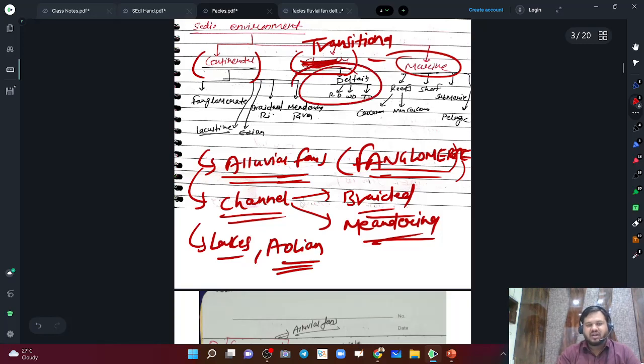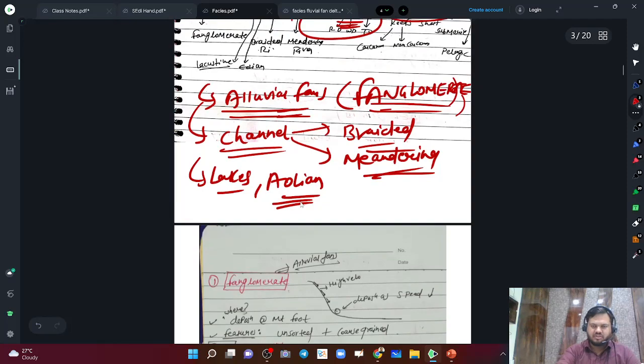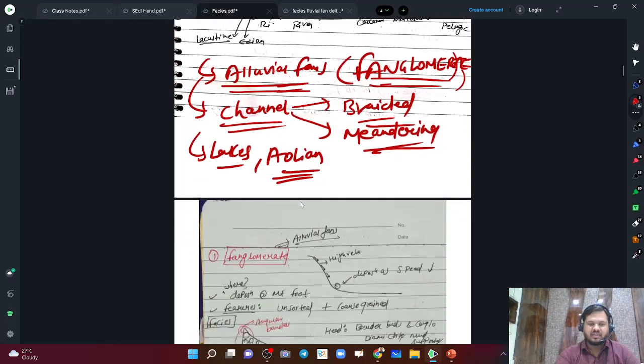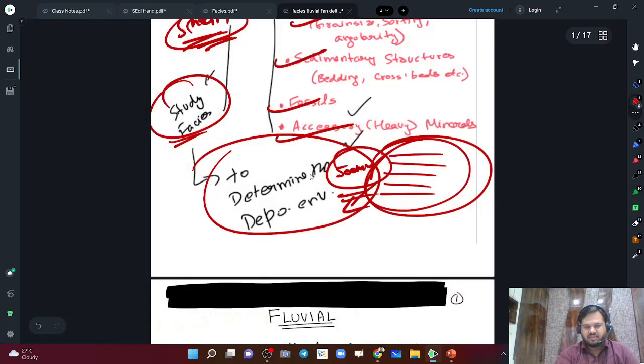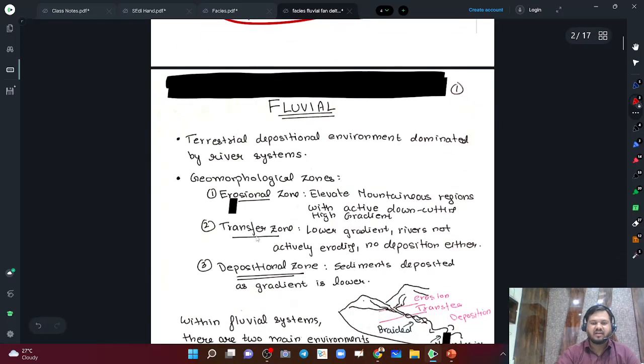In transitional, we call it delta. Delta is the most common transitional environment. And then in marine setting, we have shallow and deep marine. So this is all we are going to cover in this sedimentary facies chapter. So today in this class, we will cover three. We will cover mostly terrestrial sedimentary environment.